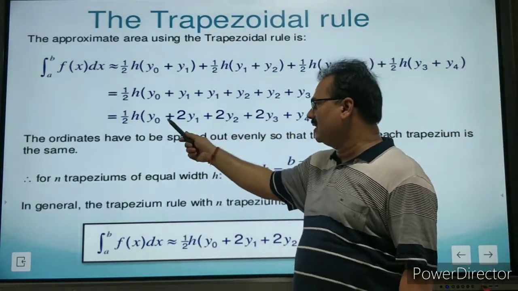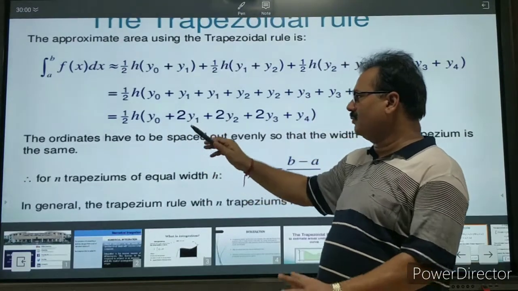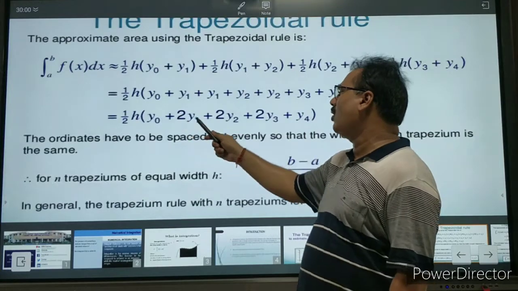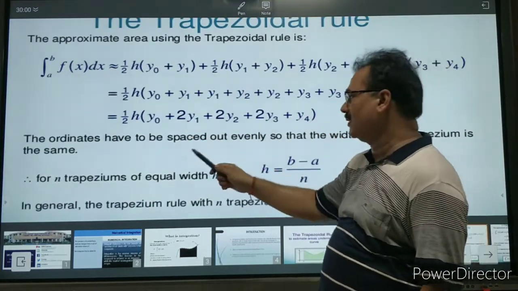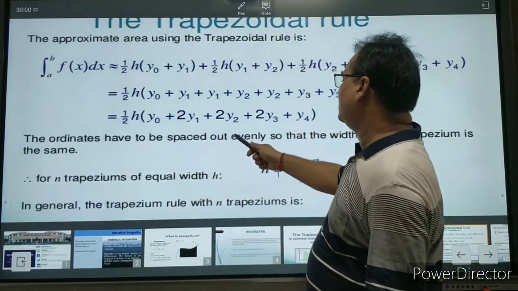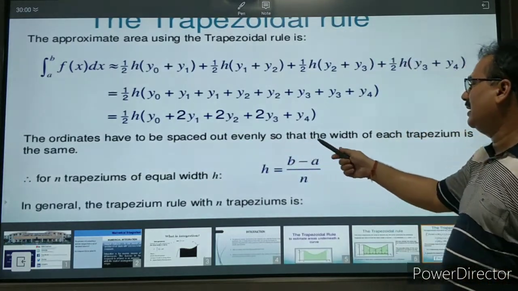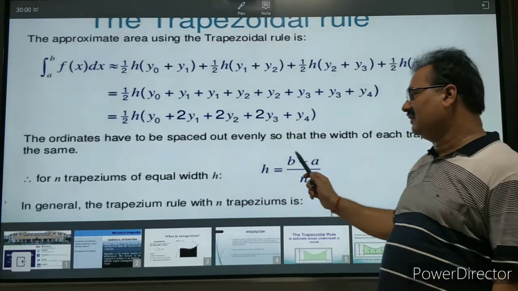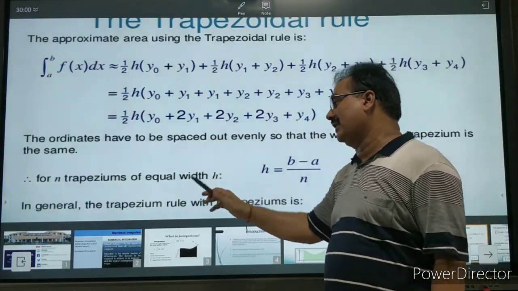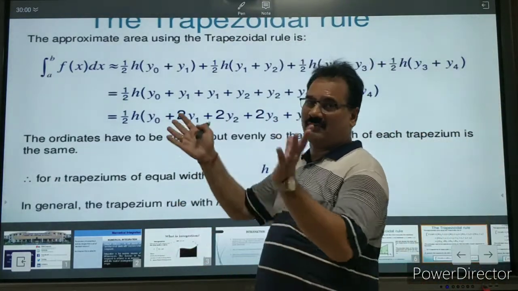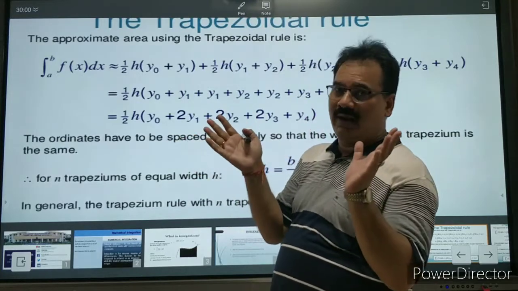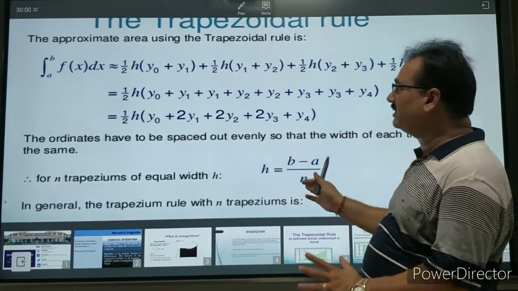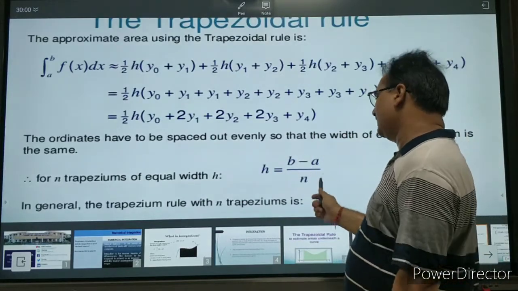So you can notice here, what is the formula? The first ordinate plus the last ordinate, plus 2 times all the other ordinates. So this is the formula. The ordinates have to be spaced out evenly so that the width of each trapezium is the same. For n trapeziums, meaning n subdivisions, you can calculate h, and the value of h will be (b minus a) divided by n.